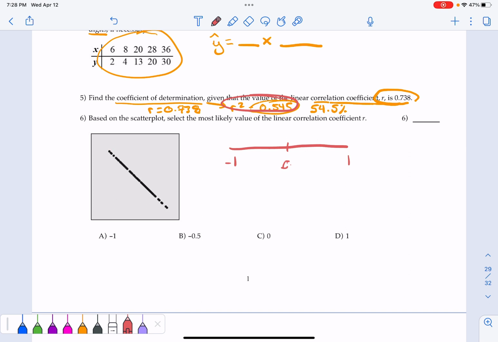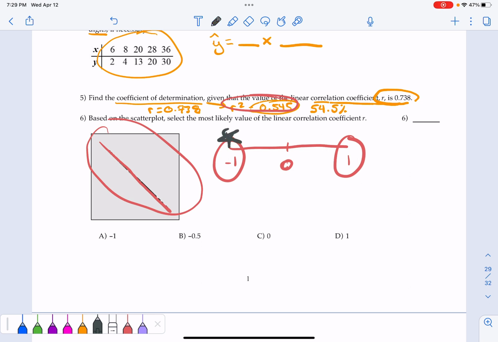But with this one, the dots are all on that straight line. They're all filled in on that straight line. So I'm going to guess that value is going to be really, really close to either -1 or +1, okay? And we choose which one based on the slope. Since this is sloping downhill, I'm going to guess it's close to -1. So I'm going to go with A as the answer for that one.